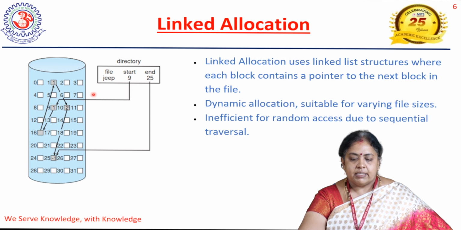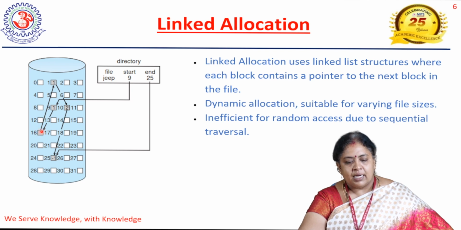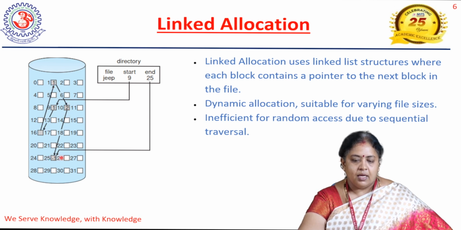In the directory structure, what are we going to maintain? We are going to maintain the starting address and ending address. Here we are not going to give the length. For this zip file, the starting address is the 9th block and the ending address is the 25th block. When we go to the 9th block, we can find the address of the next block, because the block contains a pointer to the next block. When we go to the next block, we get the pointer to the following block, and finally we reach the final block. So this is linked allocation.